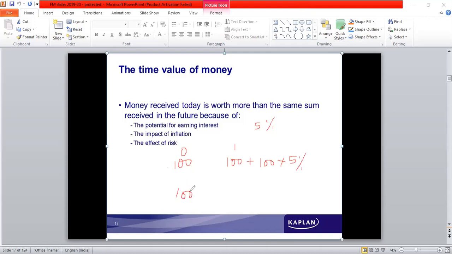So whatever an individual has in year 0, this is worth 105 after 1 year. So the value of money, the power of this 100 after 1 year, if someone has 105, this 105 is equal to 100 in the past, or if you are looking into the future, this quantity of money should be compensated with a higher quantity of money. This is the logic behind that.